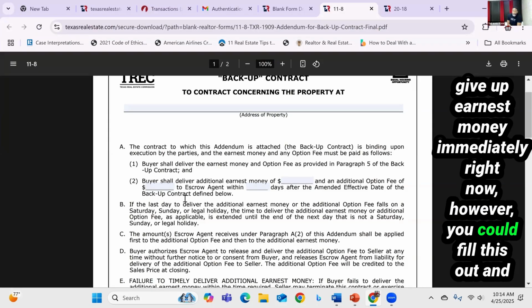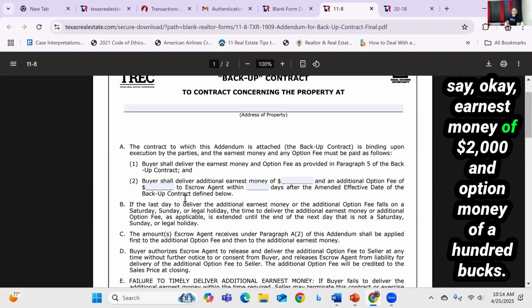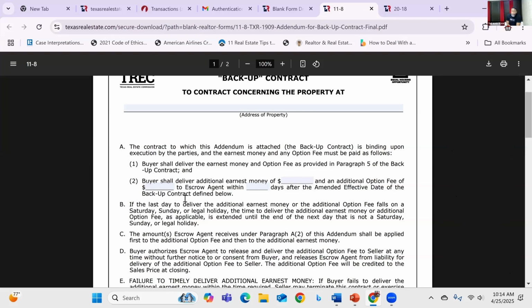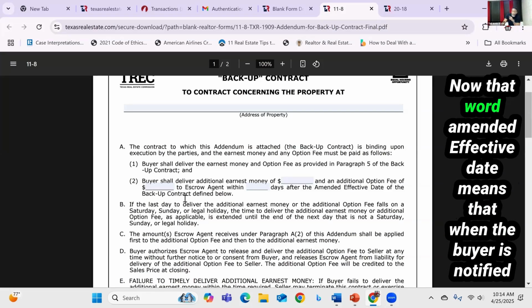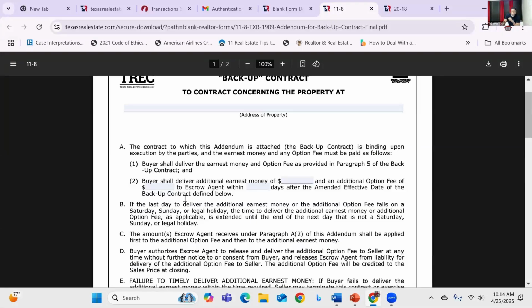However, you could fill this out and say, okay, earnest money of $2,000 and option money of $100 within 5 days of the amended effective date of the backup contract. Now that word amended effective date means that when the buyer is notified that was in second position, or in backup position, that they now became in first position, that becomes the amended effective date.